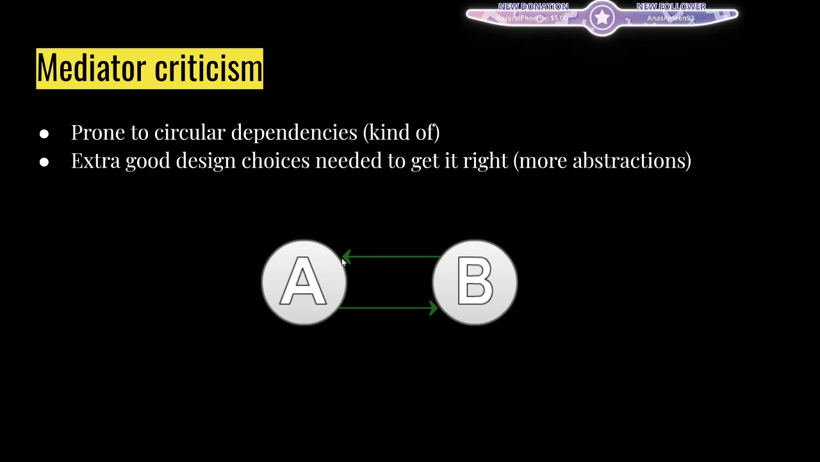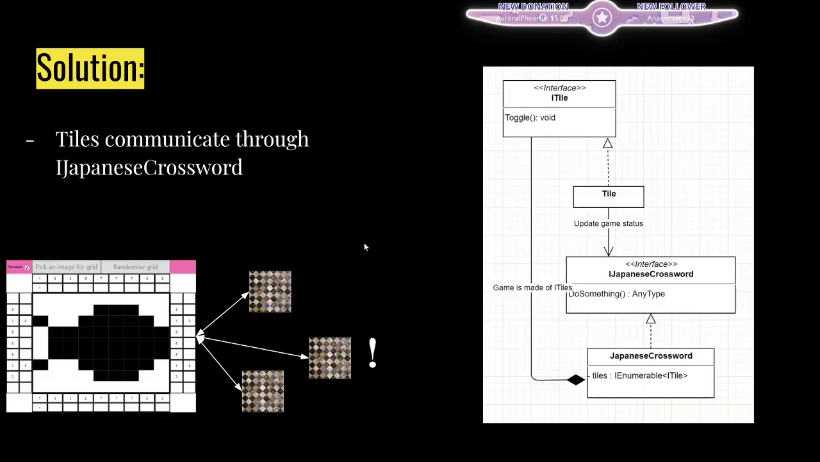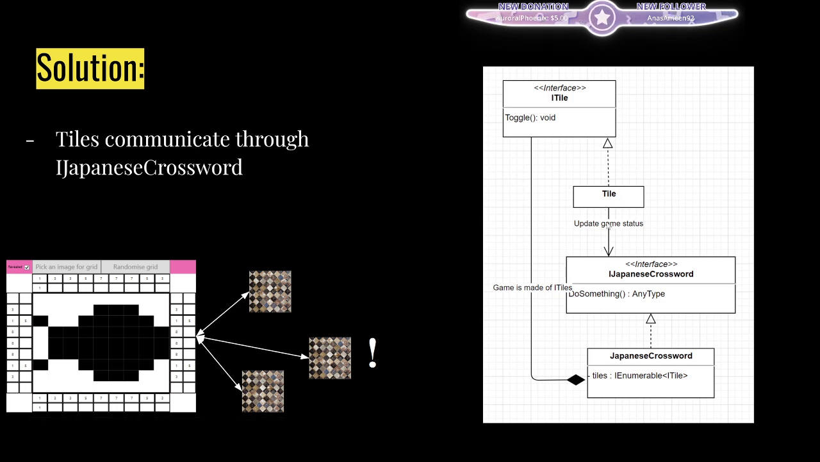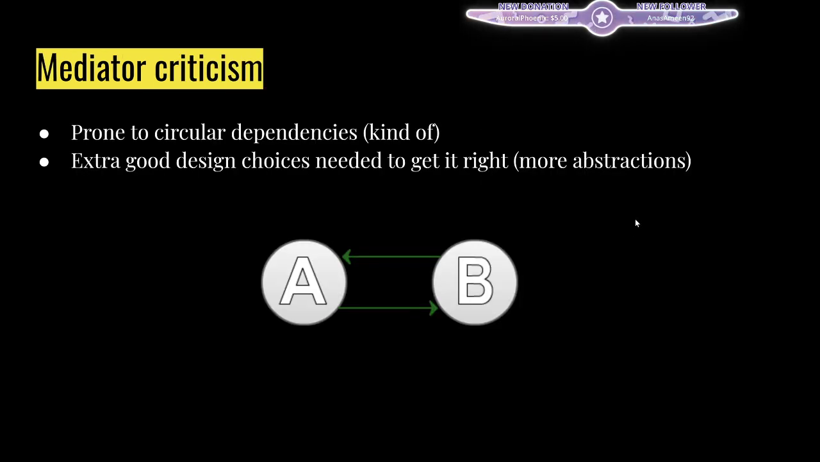So you might have already noticed the problem that even if it's indirect, there is a circular relationship. We don't have a circular relationship between classes, but there is a circular relationship between an abstraction and a class, like a loose circular dependency. And that's what Mediator is criticized for. However, there are solutions that let you avoid such a design smell.